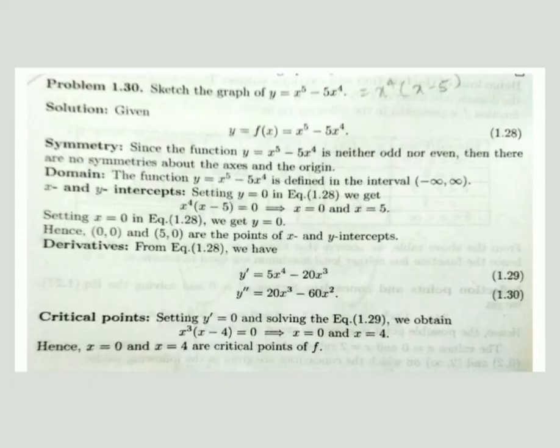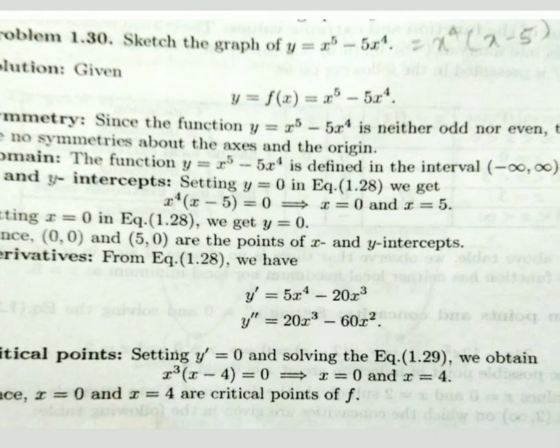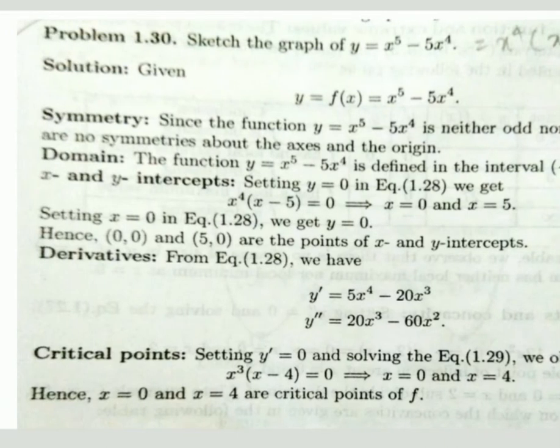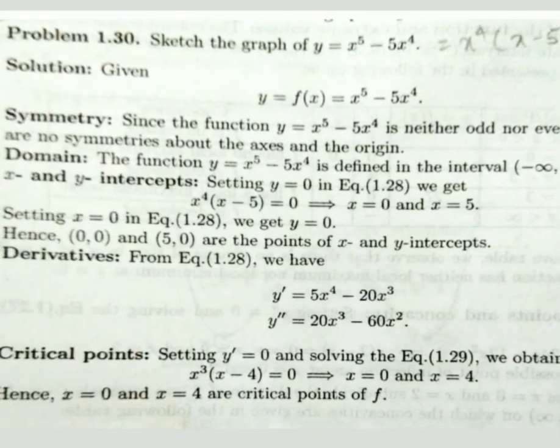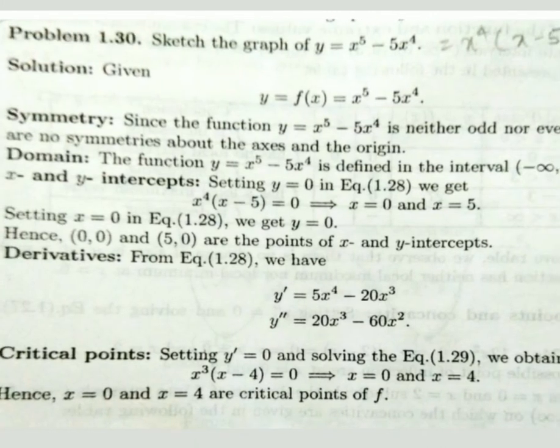Sketch the graph of y is equal to x power 5 minus 5x power 4. This function is neither odd nor even, so it is not symmetric about the axis or the origin. The domain will be minus infinity to plus infinity. The x and y intercepts we obtain are (0, 0) and (5, 0).